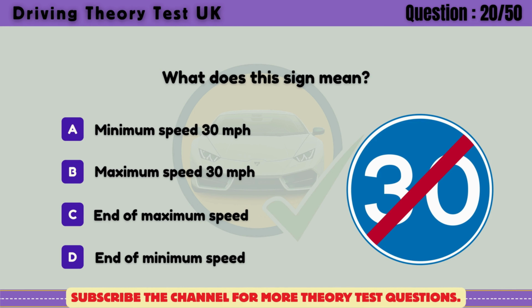Question 20. What does this sign mean? Option A. Minimum speed 30 miles per hour. B. Maximum speed 30 miles per hour. C. End of maximum speed. D. End of minimum speed.